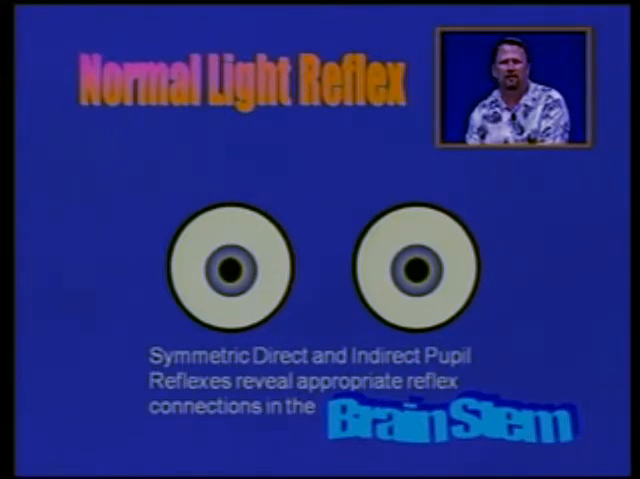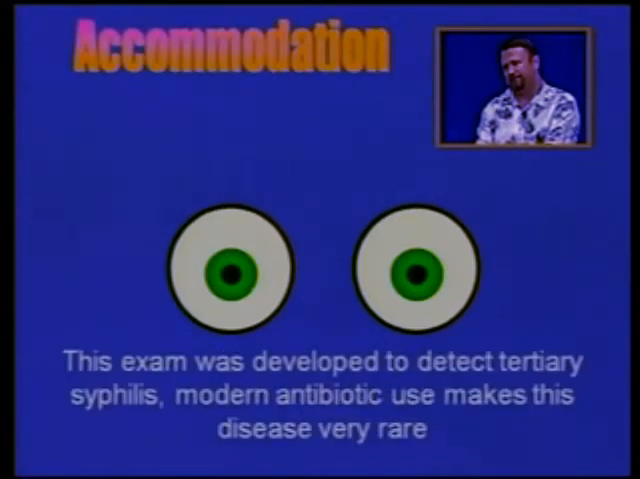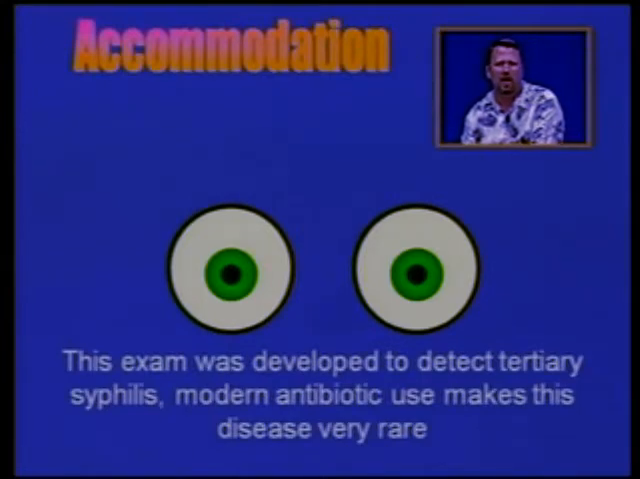Just that test alone tells us an enormous amount of information about the brain stem, as long as you know how it's wired. But shining the light in the eyes and seeing that both pupils respond equally is more than enough. We hear about accommodation.